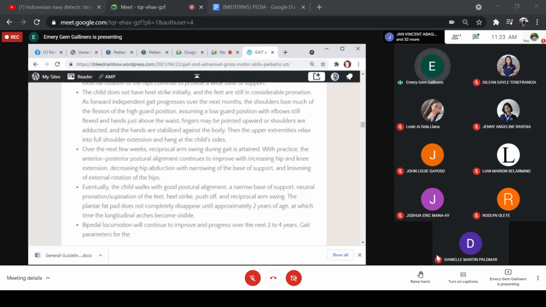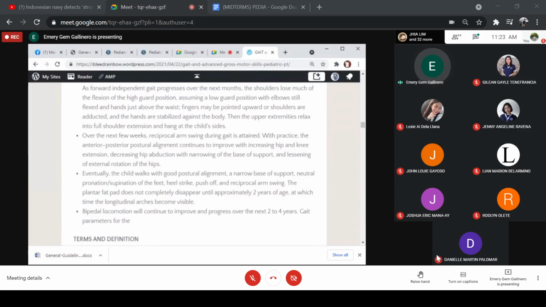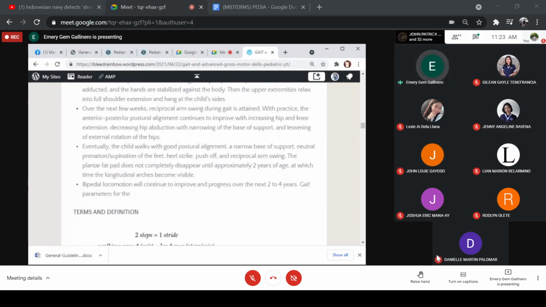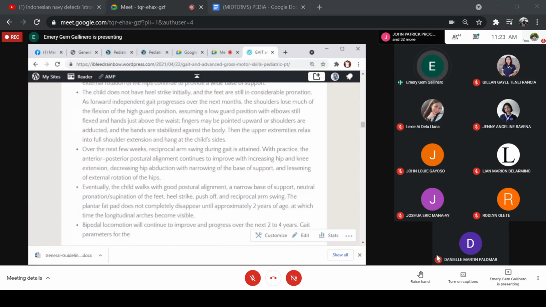And then the child develops good postural alignment, a narrower base of support, neutral pronation and supination, and progresses in the next 2 to 4 years. Again, pronation means pronation of the foot or of the ankle. It's composed of 3 motions: eversion, abduction, and dorsiflexion.